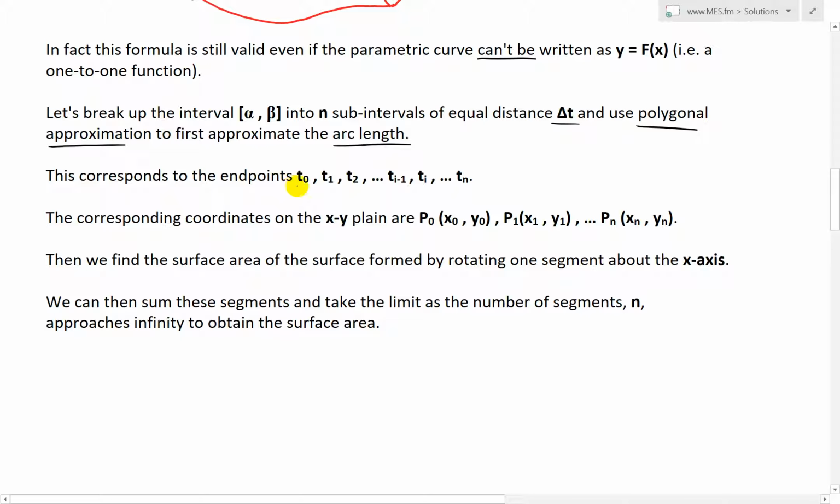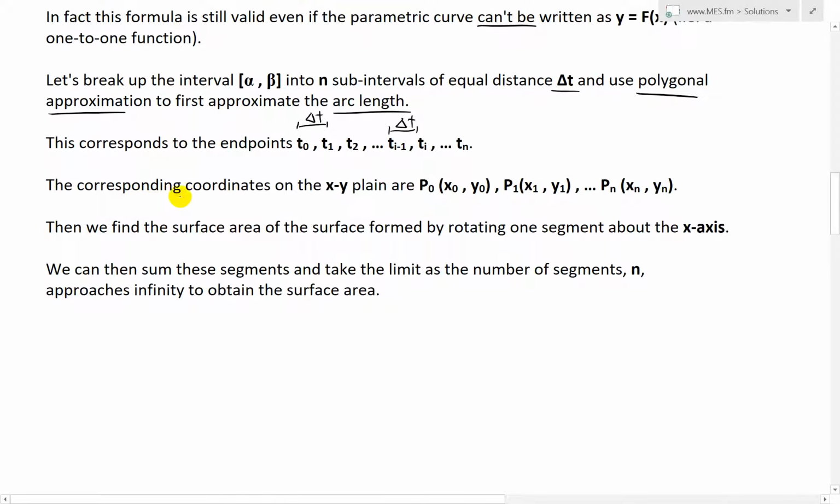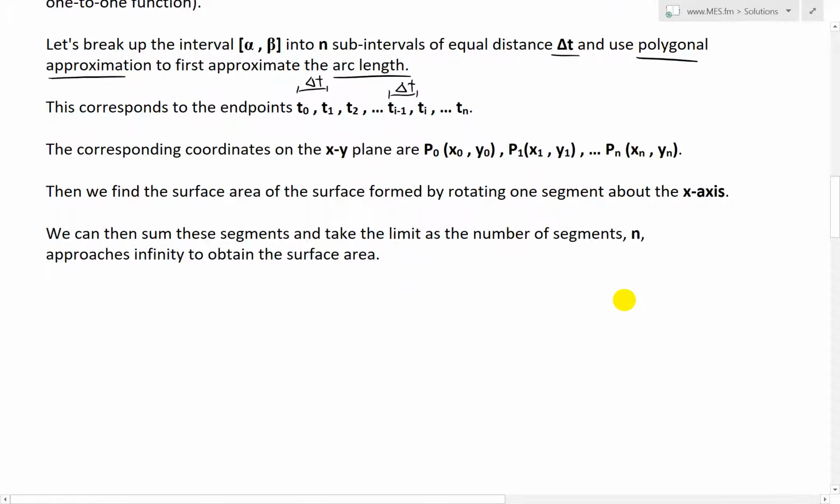So this corresponds to the endpoints t0, t1, t2, etc., with a random one in between, t i minus 1 and t i, all the way to t n, where the distance across is exactly delta t. The corresponding coordinates on the xy plane are P0 with coordinates x0, y0, P1 with x1, y1, etc., all the way to Pn, where the coordinates are xn, yn.